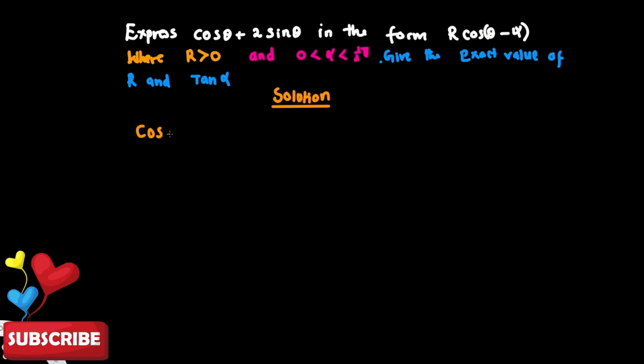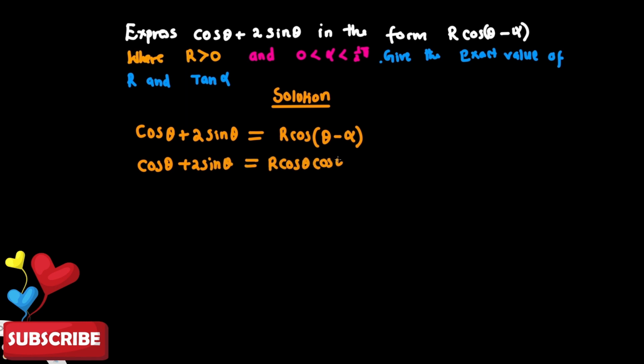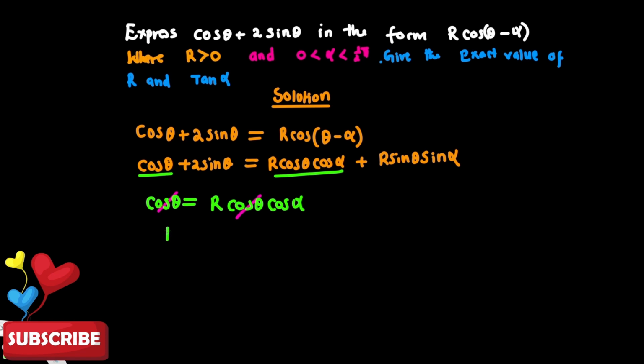I believe you are honest enough to follow those steps, but in this case we are going to write it here. So if we are to expand this, we can write this as r cos theta cos alpha plus r sin theta sin alpha. Which means that we are going to equate the coefficients. So cos theta equals r cos theta cos alpha. We can cancel cos theta on both sides, and we remain with 1 equals r cos alpha. And this is now our first equation.